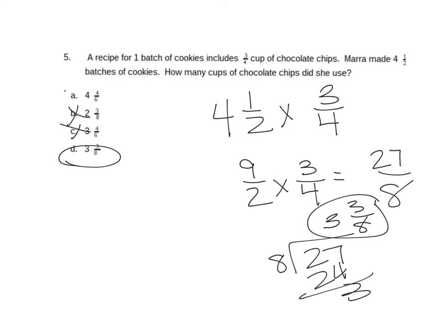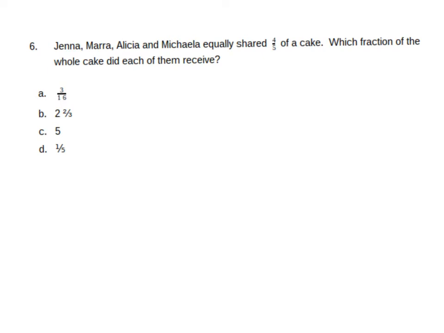And if you're noticing, I'm not looking at my A, B, C, and D until after I found my answer. Okay, and that's a really great strategy. You should see what your work shows you and what your answer is before you go and check to find which one is correct. Jenna, Mara, Alicia, and Michaela equally shared 4/5 of a cake. What fraction of the whole cake did each of them receive?